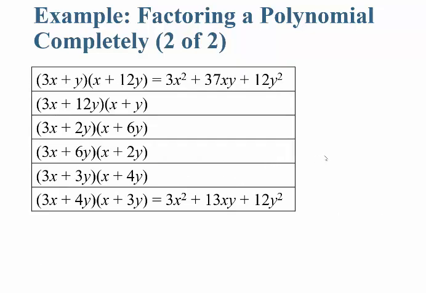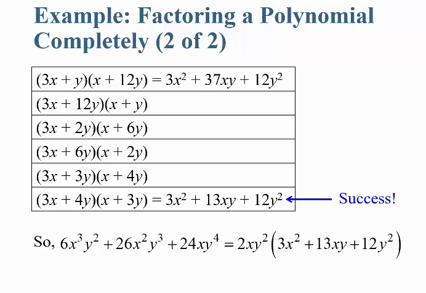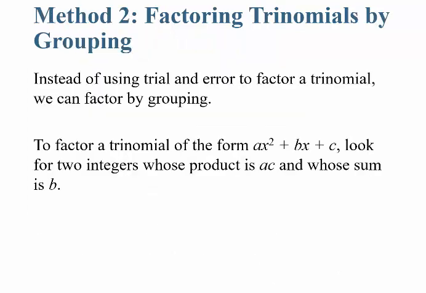All right, so the guess and check you could use. I actually don't like the guess and check. I think it can take too long. And so I want to show you an algorithmic way to solve it. All right, so this is called factoring trinomials by the grouping method. So instead of using trial and error to factor a trinomial, we can do this thing called factor by grouping.